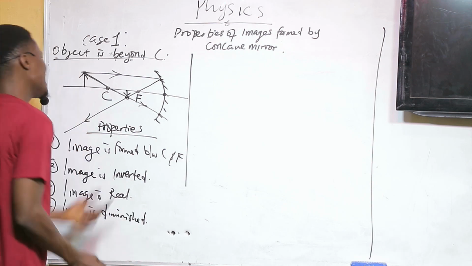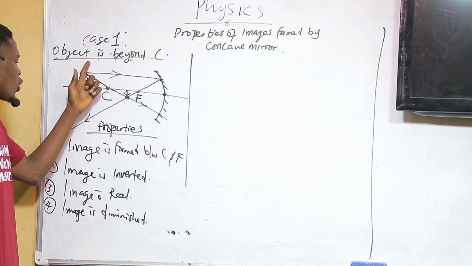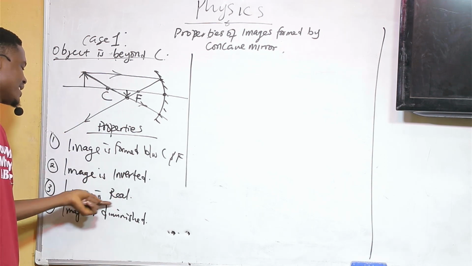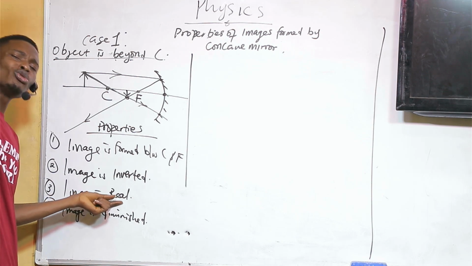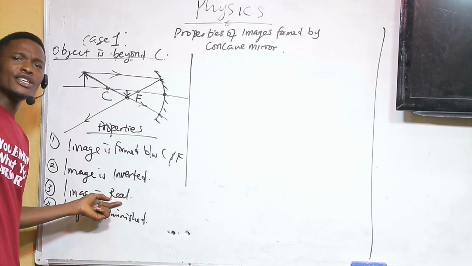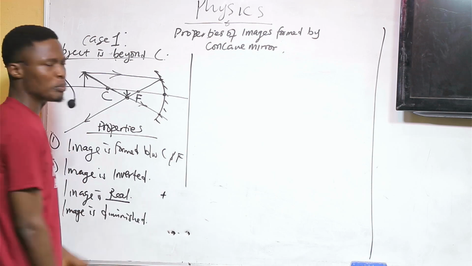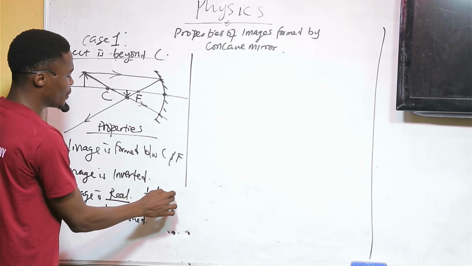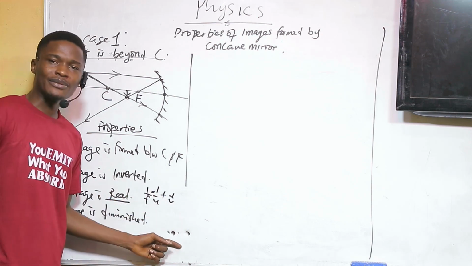Image is diminished, and that is that for this first case. Make sure you observe this: you see that the image is inverted. The image is real. Because our image is real, if we are trying to use the equation we talked about earlier, we are going to use plus. So we have 1 over F equals 1 over U plus 1 over V, because the image here is real.